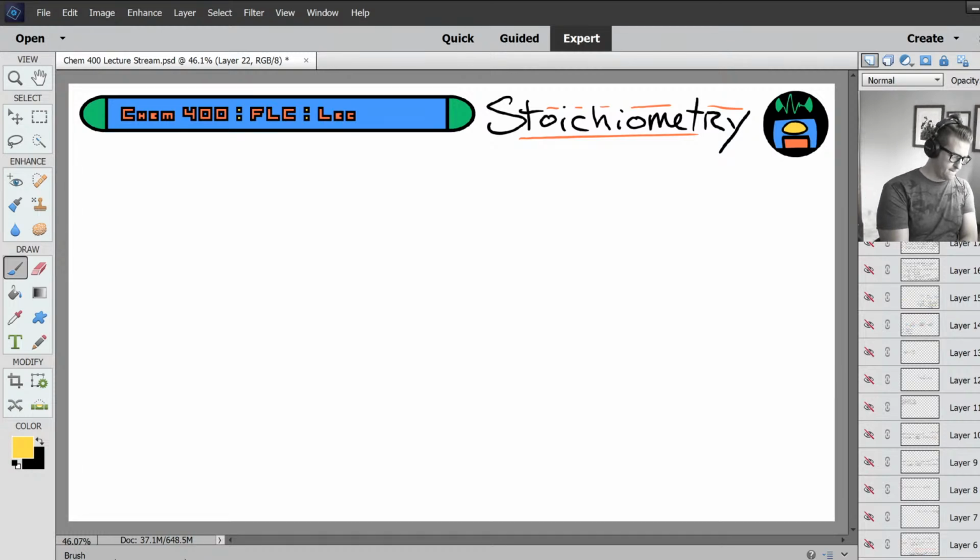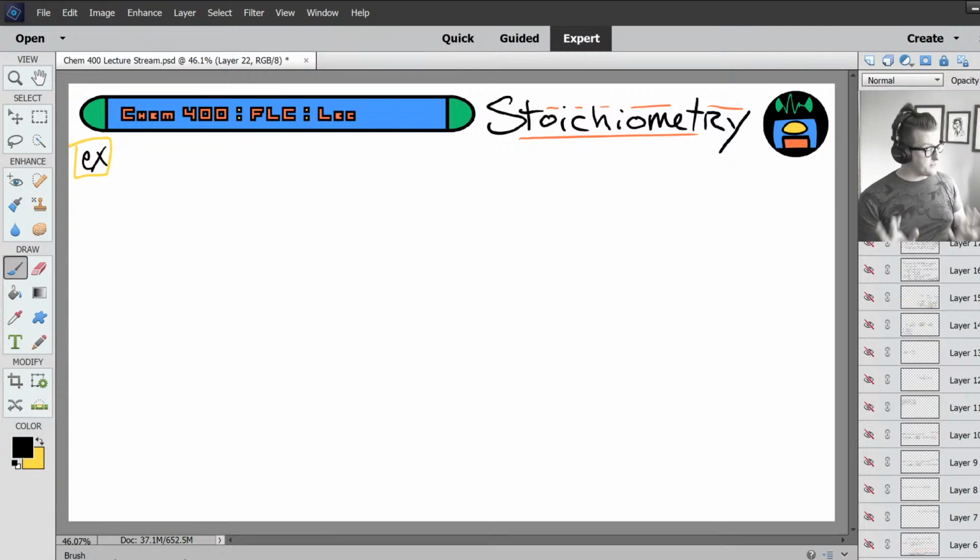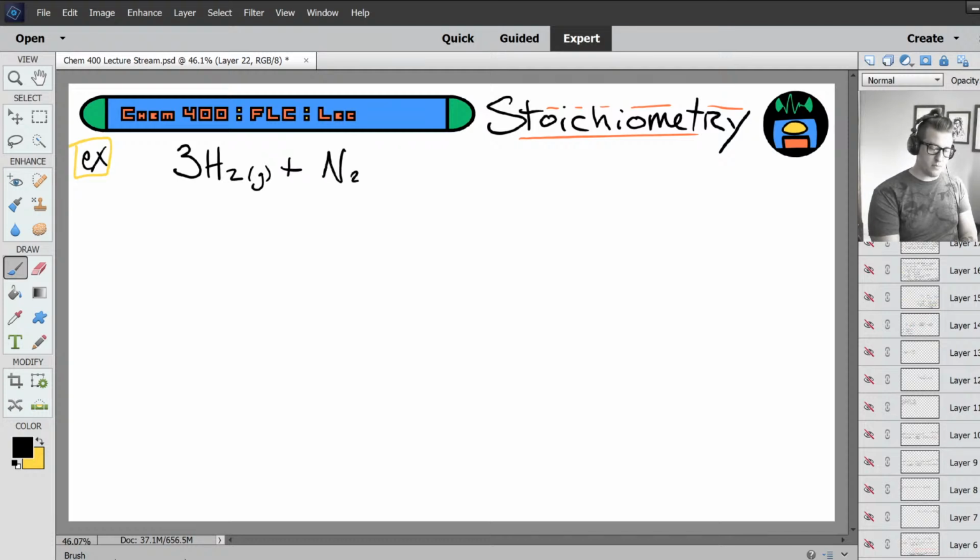All right, so let's do an example. I'm going to, for the sake of time, so we can focus in on the new aspect, write out this balanced chemical equation. Plus it's a reaction that we've already balanced before. 3 moles of hydrogen gas react with 1 mole of nitrogen gas to produce 2 moles of ammonia.